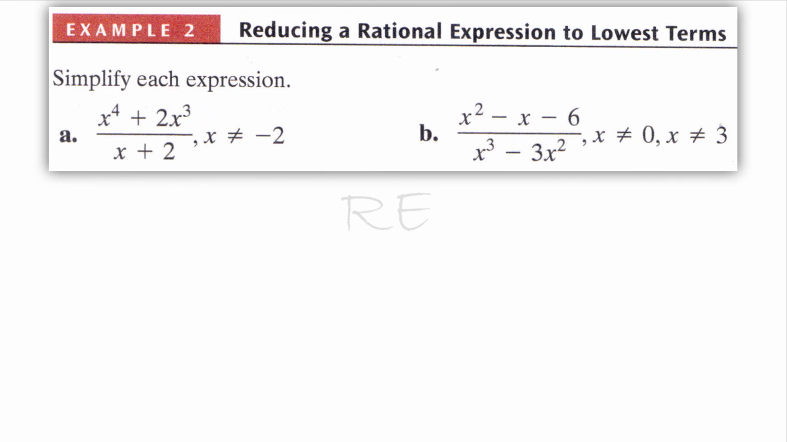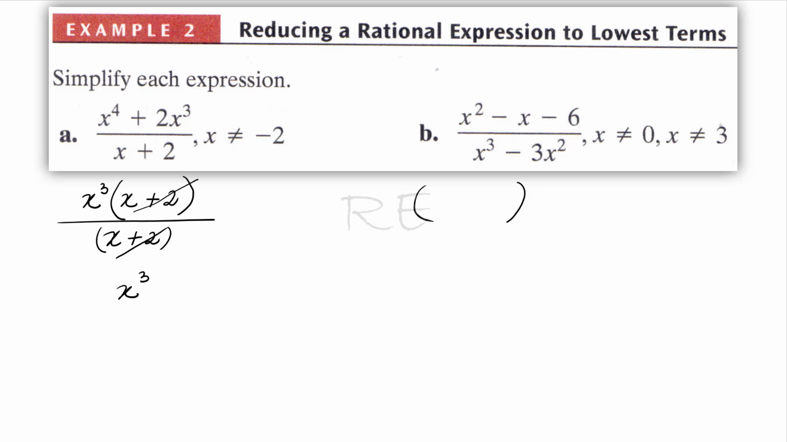The greatest common factor between x fourth and 2x cubed is x cubed. When we factor out x cubed, we are left with x plus 2. The rational expression becomes x cubed times x plus 2 divided by x plus 2. We can cross out x plus 2, and our answer is x cubed if x is different from negative 2.